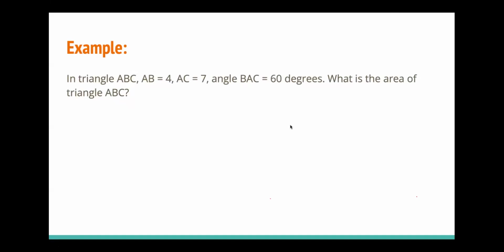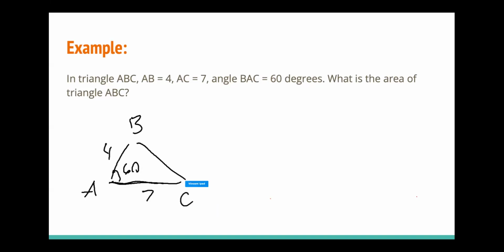Next problem. In triangle ABC, actually, I can draw this out for you if you want. AB is 4, AC is 7, and this angle is 60 degrees. Find the area of ABC.